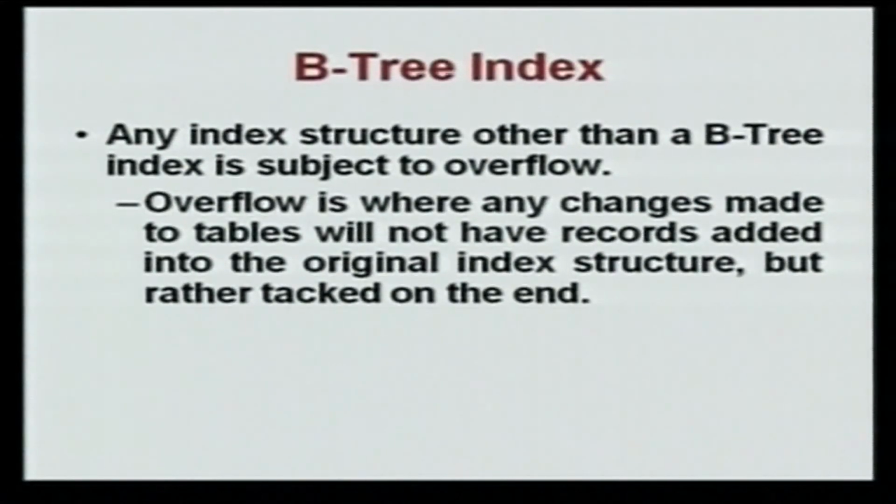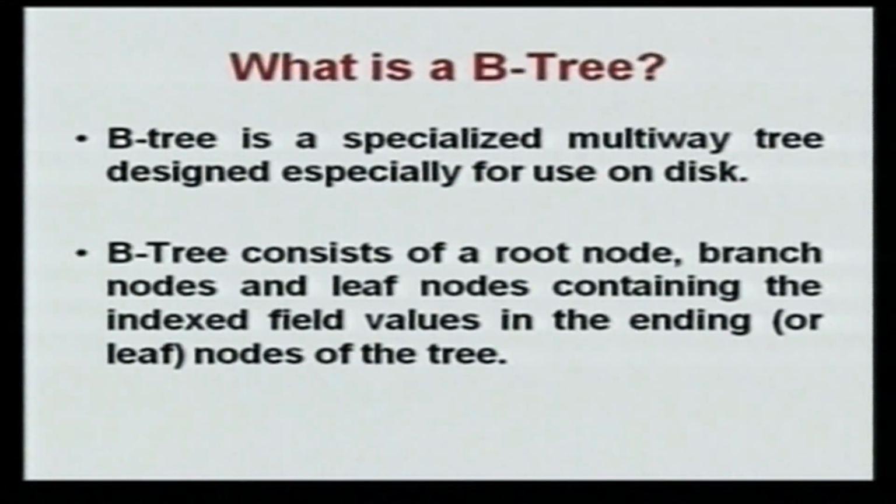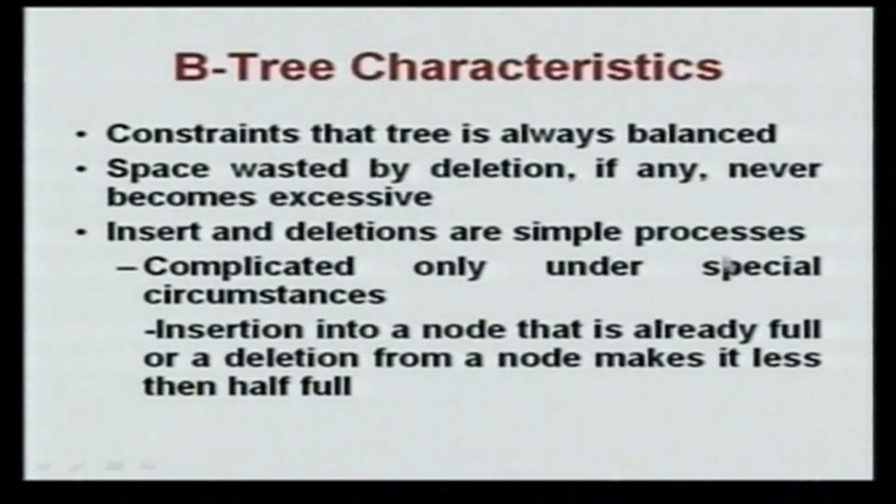Any index structure other than the B tree index is subject to overflow. Overflow is where, when changes happen, you will not be able to add records in the original index structure, and you will have to do something else. Here, what we are doing is keeping spaces in anticipation that you will want to do insertion. It is a multi-way tree design, especially for use on disk, as I already told you, and the B tree consists of a root node, branch nodes and leaf nodes. It is designed, as I already told you, for a large number of things. The insertion and deletions are simple processes, but when a node is already full you will have to do something else, which we will see in the subsequent lectures.